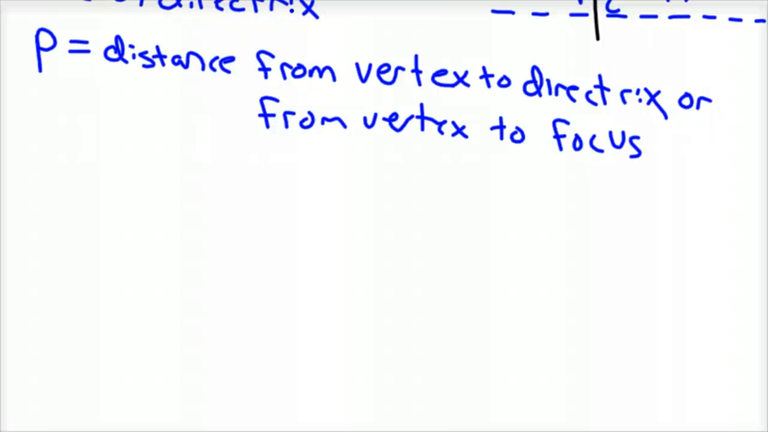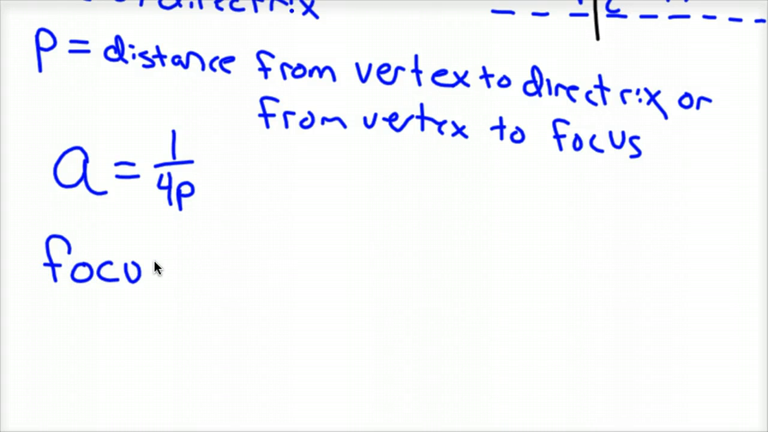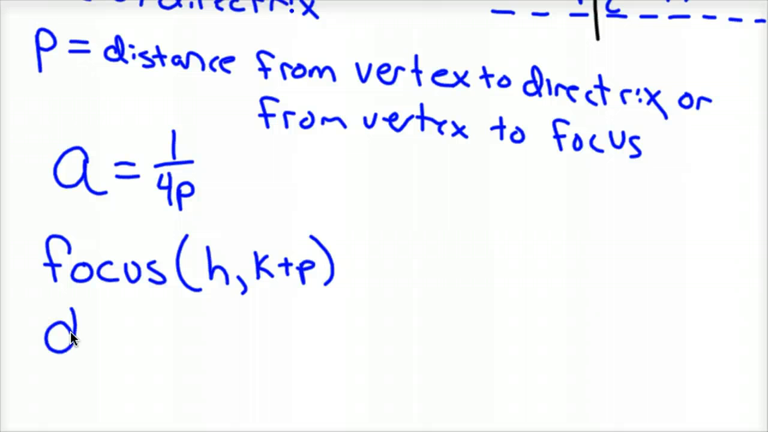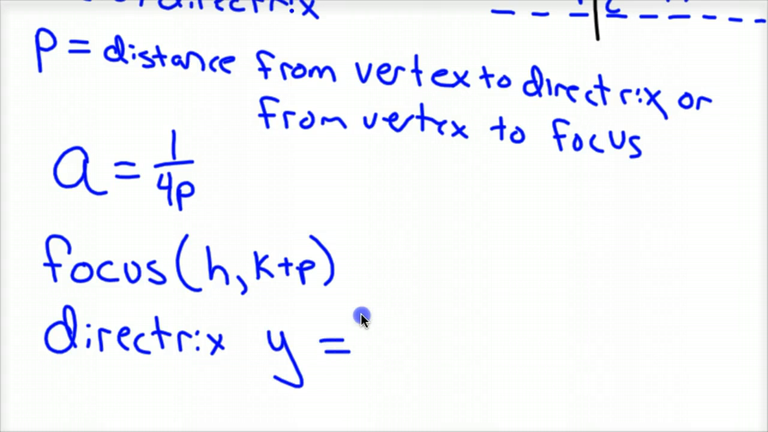Once you find p, and how do you find p? Well, you let a equal 1 over 4p and then solve that. Once you have p, our focus when the equation's in this form would be h comma k plus p. And your directrix, since it's a line, would be the equation y equals k minus p. So that's the main notes you need when the formula looks like that.